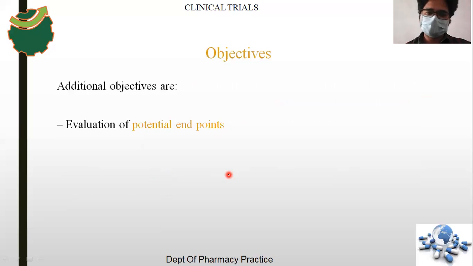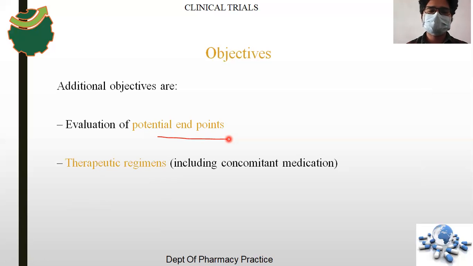Next, the secondary or additional objectives are evaluation of potential endpoints. Means what is the maximum dose that can be given to the patient to show the therapeutic efficacy? That should be seen here. Next, therapeutic regimens, including concomitant medication, means along with a specific drug, if patients have other comorbid conditions, what can be given. Supposing your drug is for hypertension, a patient may be having other complications like kidney problem or liver problem or some other problem. So you'll be seeing any specific therapeutic regimens.